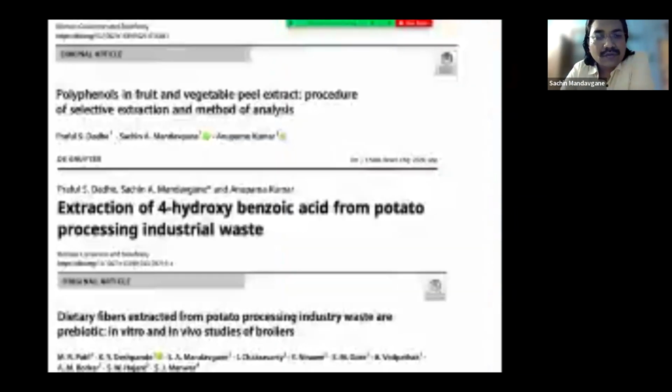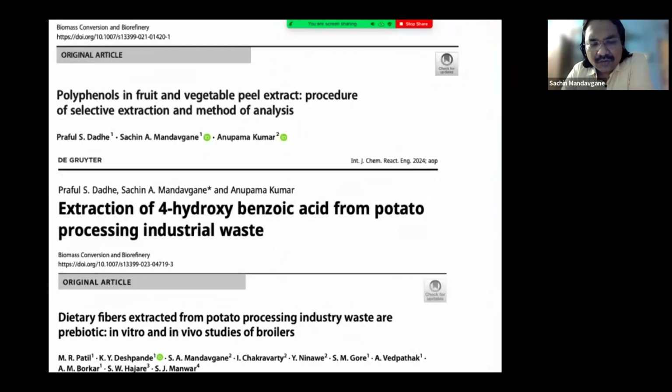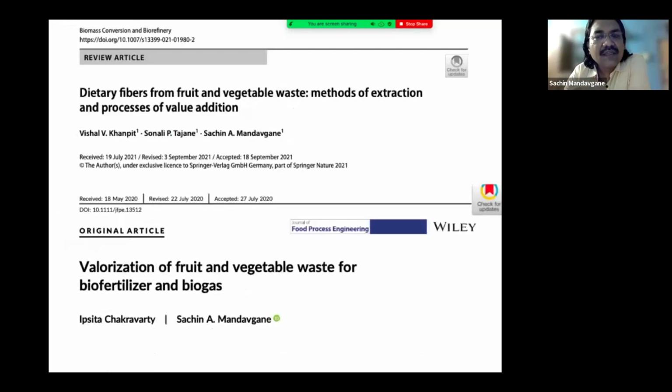So those who might be interested, these are useful papers about how exactly separation and selective recovery of nutraceutical antioxidants from peels are done. Just like potato, for apple, for pomegranate, for different fruit peels, we use the same scheme. And the last paper is about the dietary fiber used as a prebiotic. These are some other papers for biogas and dietary fibers only.